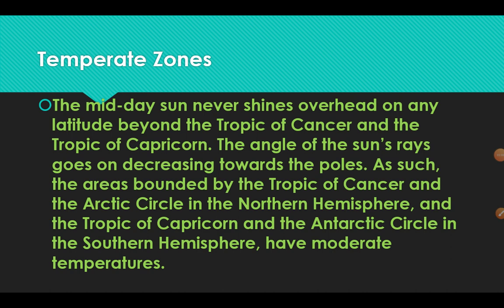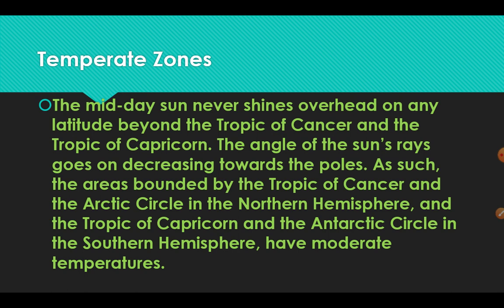The midday sun never shines overhead on any latitude beyond the Tropic of Cancer and the Tropic of Capricorn. The angle of the sun's rays goes on decreasing toward the poles. As such, the areas bounded by the Tropic of Cancer and the Arctic Circle in the Northern Hemisphere, and the Tropic of Capricorn and Antarctic Circle in the Southern Hemisphere, have a moderate temperature. So students, in short, the temperate zone is neither too cool nor too hot.